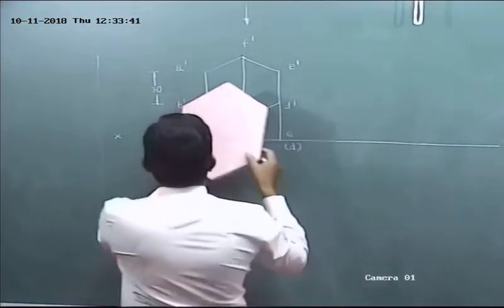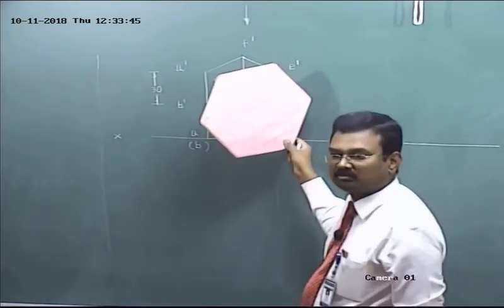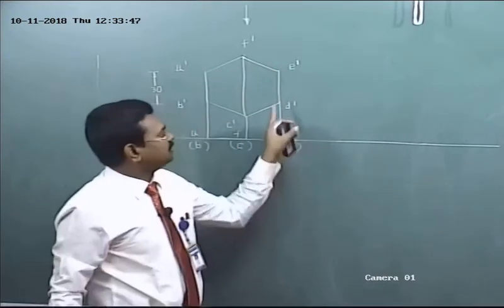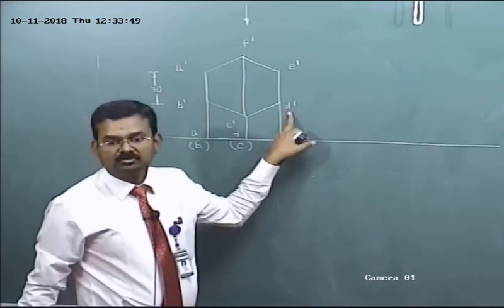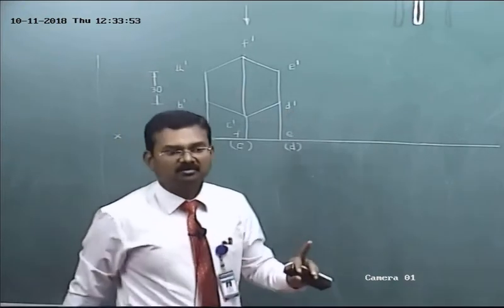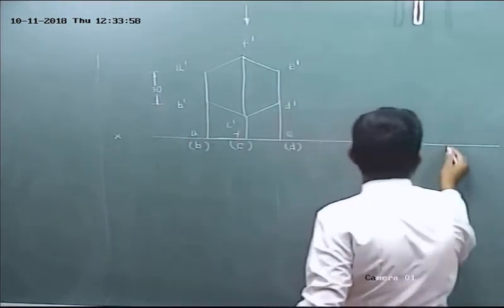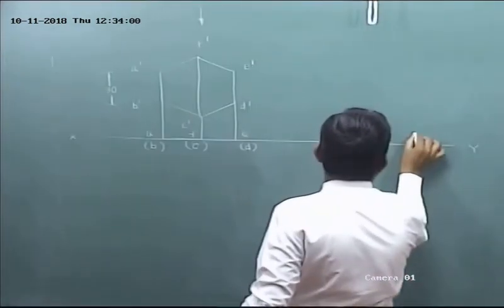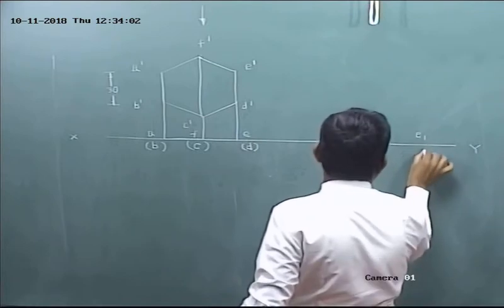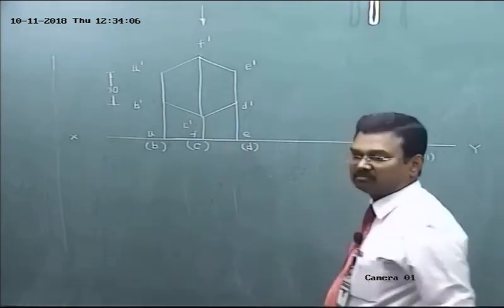You want in this direction or in this direction? Decide yourself as you wish. Which one do you want? AB, ED. So ED should rest on VP. Do you want like that? So both are correct. One side should rest on VP. ED means first mark E1, D1. First mark a point E1, D1.